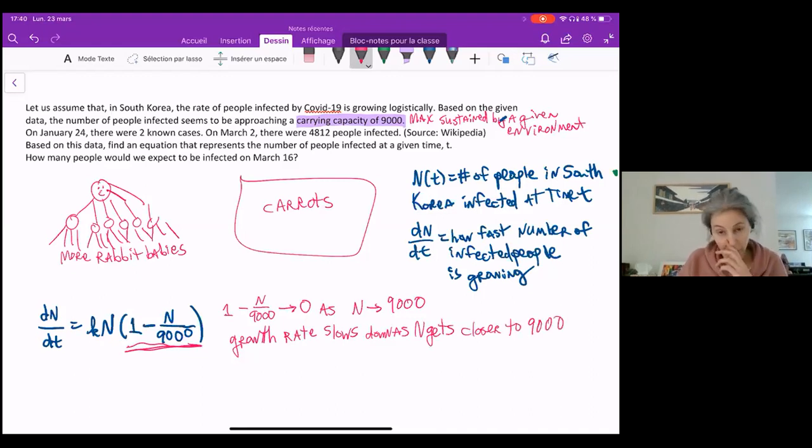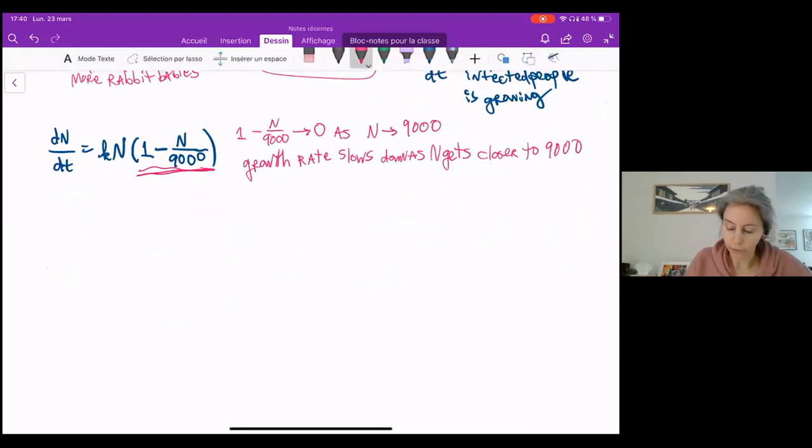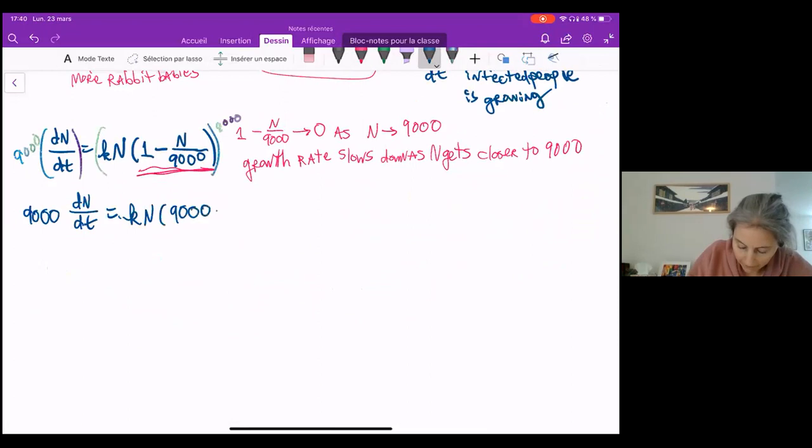Okay, so then the next question is, how do we solve this differential equation? The same as we've been solving other differential equations. So the first thing I'm going to do is multiply both sides of this by 9,000, so that way I don't have that fraction over there. And what I will end up with is 9,000 dN/dt is equal to kN times (9,000 minus N).